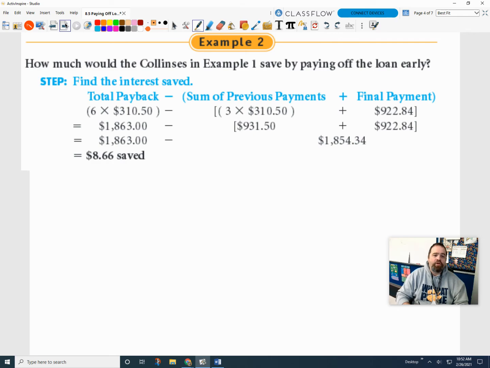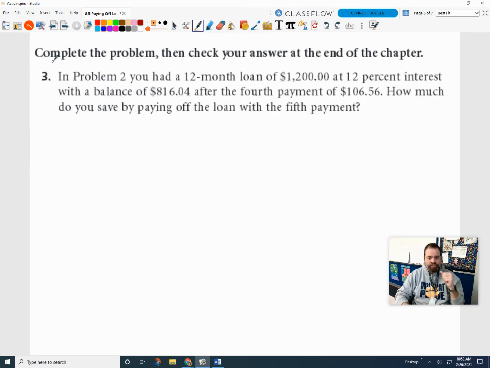Okay, I'm going to do one of these problems real quick. Excuse me, and then I'll do a separate one in a separate video. So here's what we got. In problem 2, that's referring to something else. You had a 12-month loan of $1,200 at 12% interest. That's a lot of 12s. It had a balance of $816.04 after the fourth payment of $105.56. How much did you save by paying the loan off at the fifth payment?